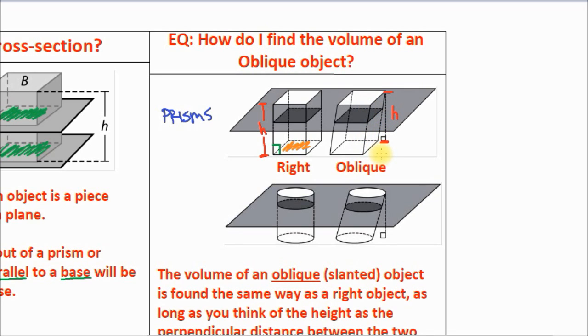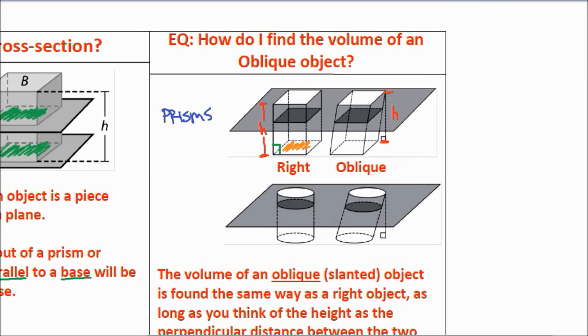Remember how we measure our own height from the ground? You've got to measure straight up to get your actual height. With an oblique object, it's the same thing. You must measure straight up from the ground. That's why this says a right angle right here. It's straight up from the ground.